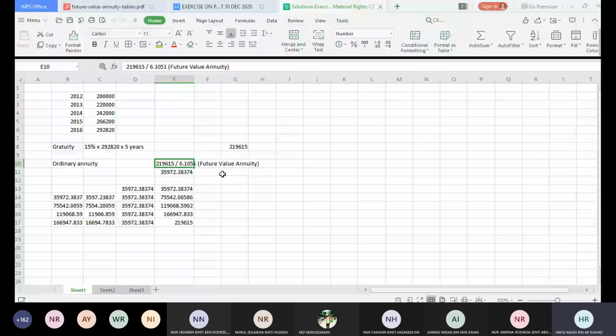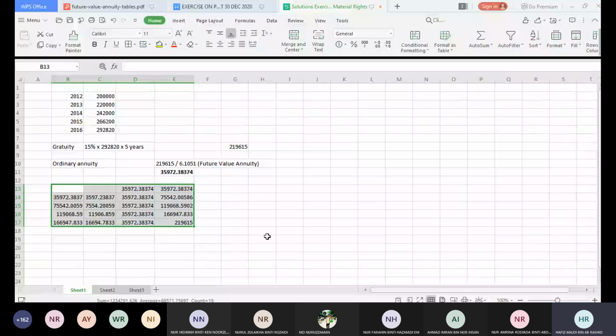It means the company needs to contribute every year 35,972.38. The table here, which I just highlighted, is just to confirm that your calculation is correct. You can see the last figure at the bottom right hand corner. You will get to 219,615 if you contribute 35,972.38 every year. So that is how you calculate the second part of the question, question number 2.